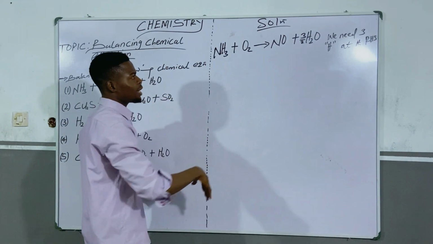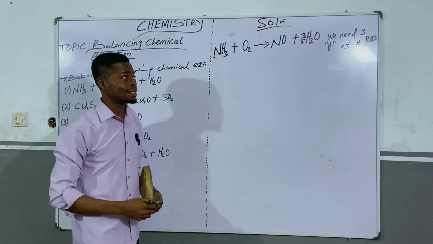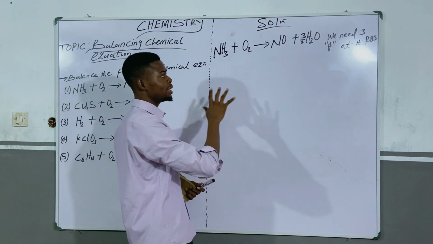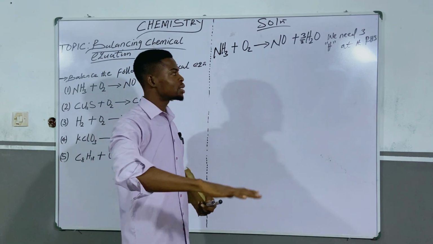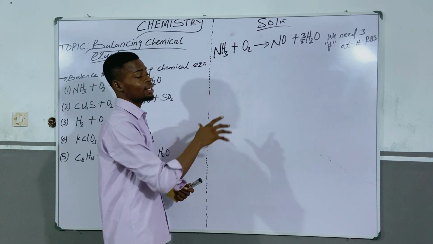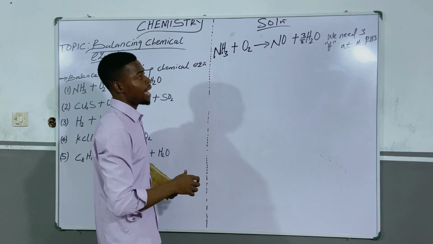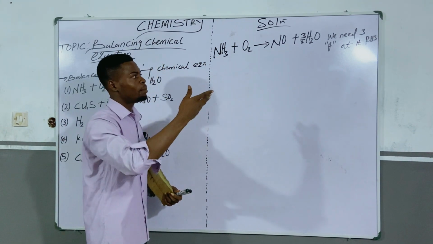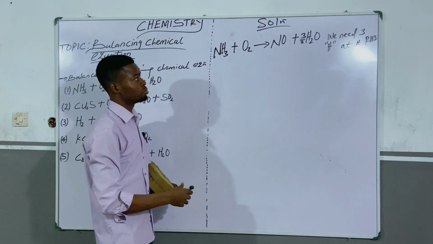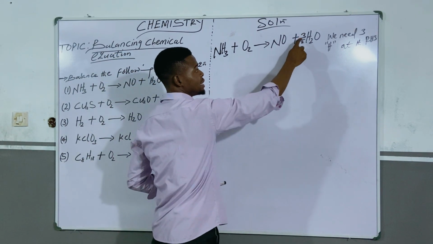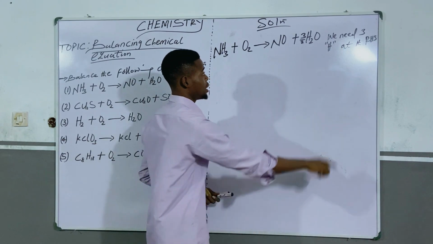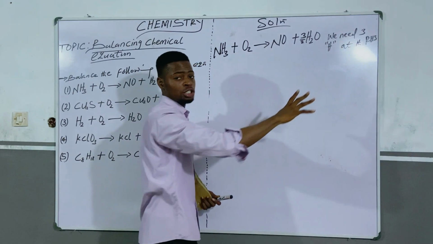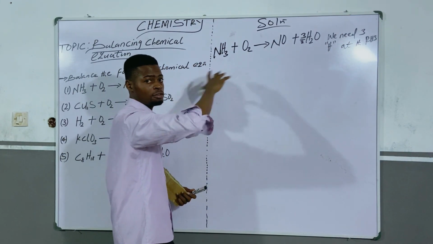Okay. Now the hydrogen is balanced, but you have to clear the fraction. Because in a chemical equation, we don't allow fraction to remain in our equation. We have to clear the fraction. And to clear a fraction, you multiply every species by the denominator of the fraction. The only fraction we have in this equation is 3/2. And the denominator here is 2. Okay, so we are using 2 to multiply every species, every element involved in this reaction.